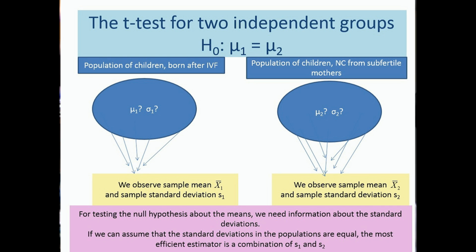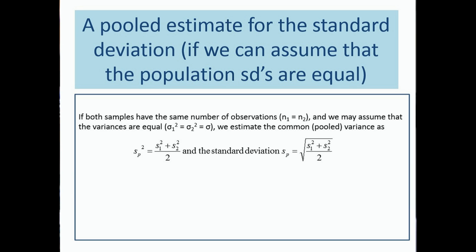If we want to test the null hypothesis of equal means, we have to know the standard error of the difference in means. And for that, we need the standard deviations. If we may assume that the populations have the same variance, it's most efficient to use all information of both samples to have one estimate of the common variance. We call this a pooled estimate. If both samples are equal in size, we will estimate the pooled variance as the mean of the variances. So the pooled standard deviation will be the square root of it.